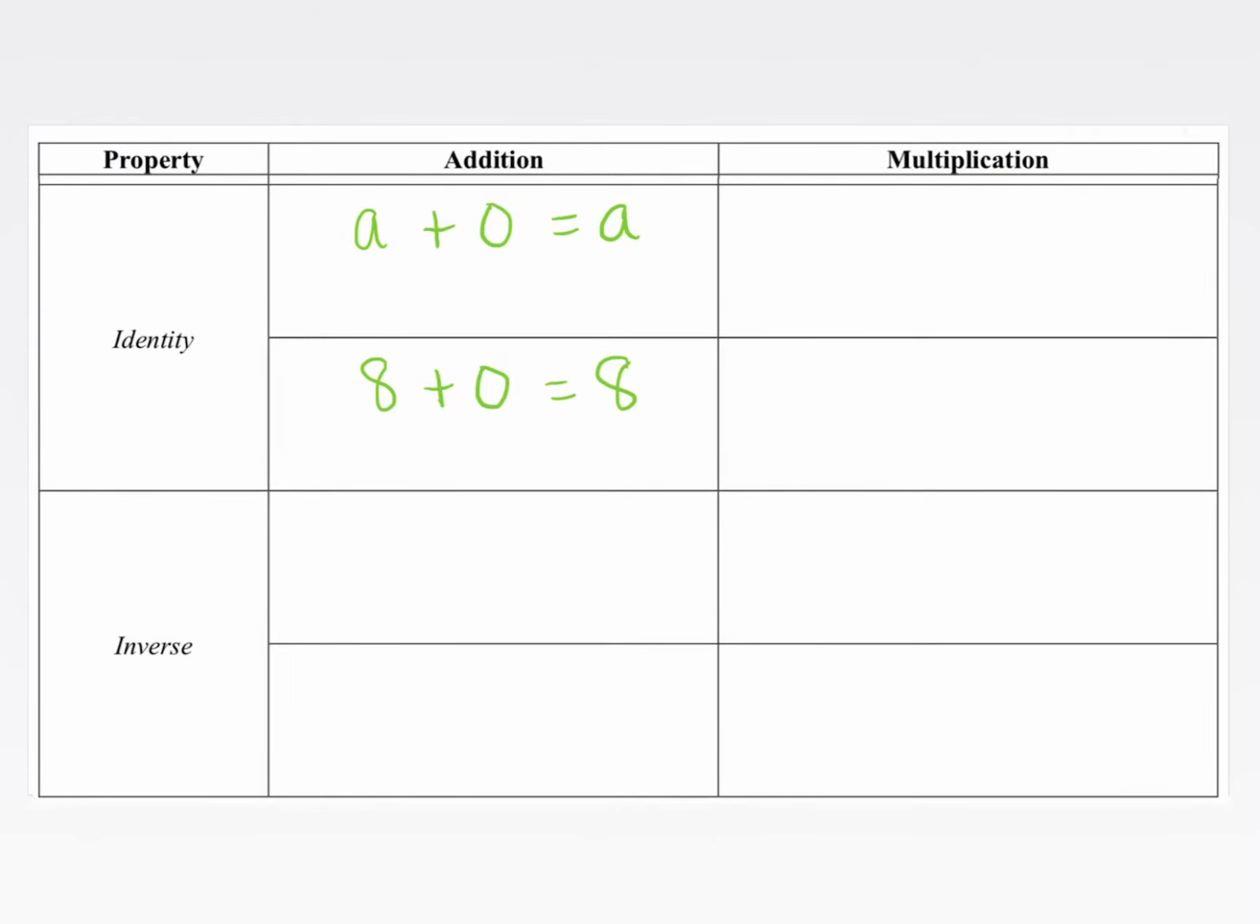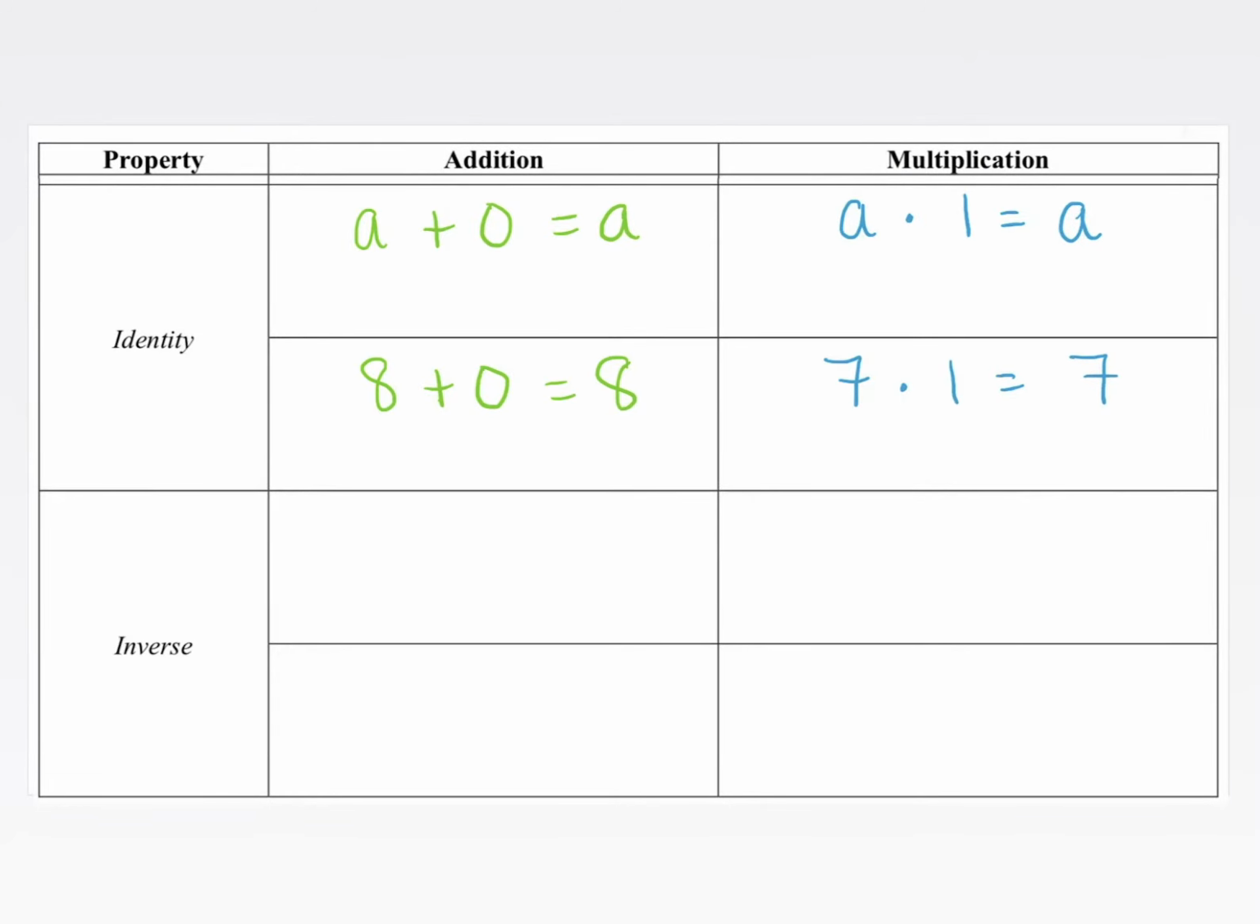If we think about multiplication, what can we multiply by a number so that we get the same number as our output? We can have A times 1 gives us A. If we multiply a number by 1, it just gives us itself again. So we could have 7 times 1 gives us 7.